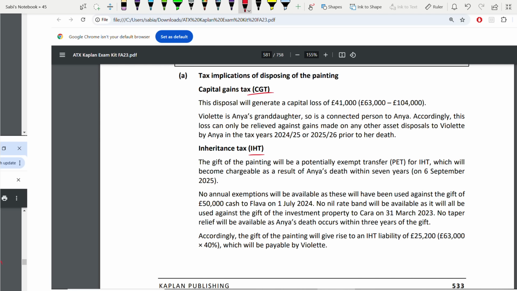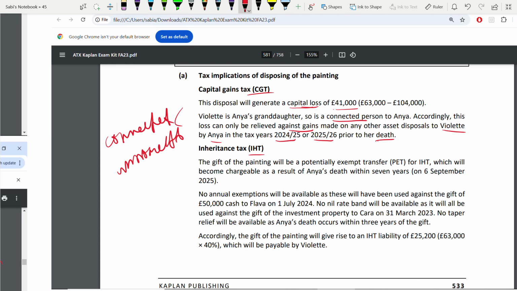If it is CGT, there's a capital loss of this much. What happens? Once you talk about the loss, you always have to see who is selling to whom, whether it is a connected person or unconnected. This is very important. In this case, it is to a connected person because it's a granddaughter. So because it is a connected person, how are you going to get this capital loss relieved? Only against gains made on other disposals to the same person. It has to be the same connected person to whom the sale has been made and you have made a capital loss. The only way you can realize this capital loss is when you are making any other gain from this same person, in the same tax year or in the future, before Anya dies.